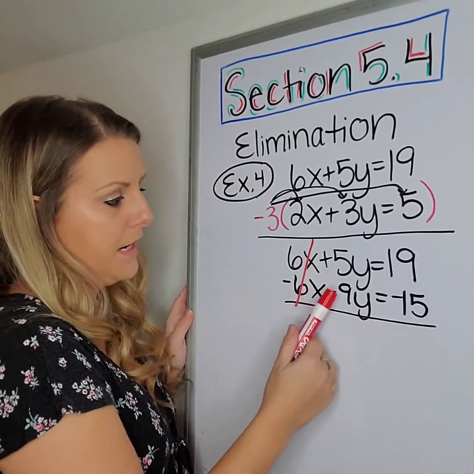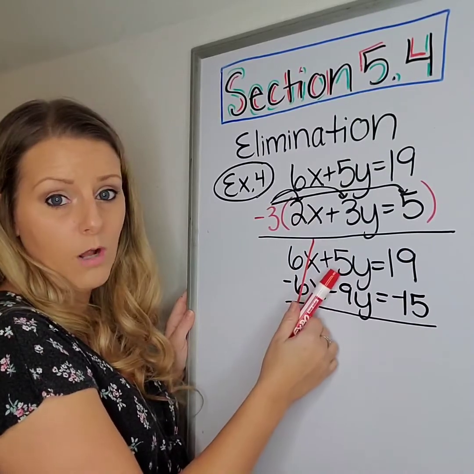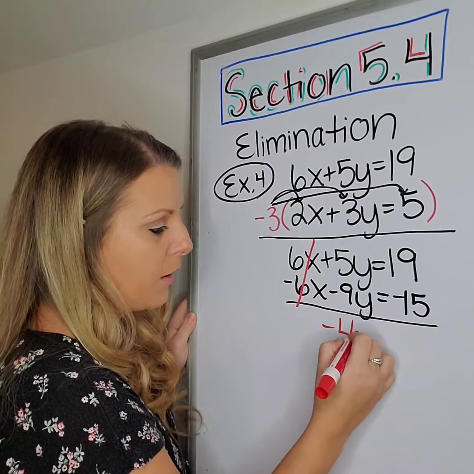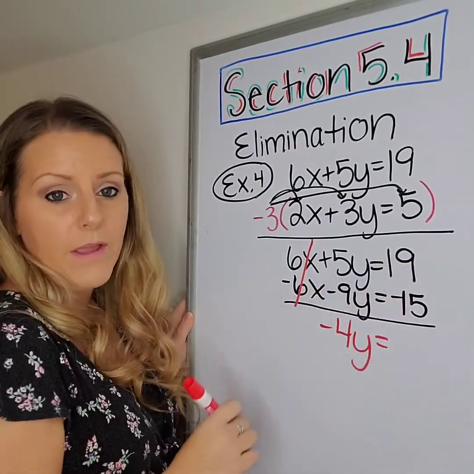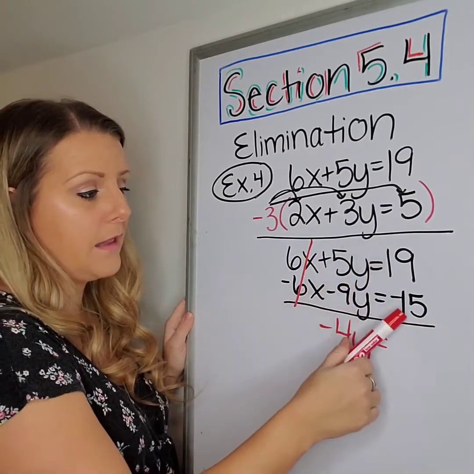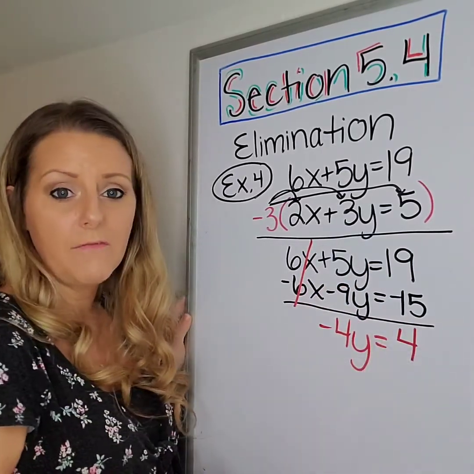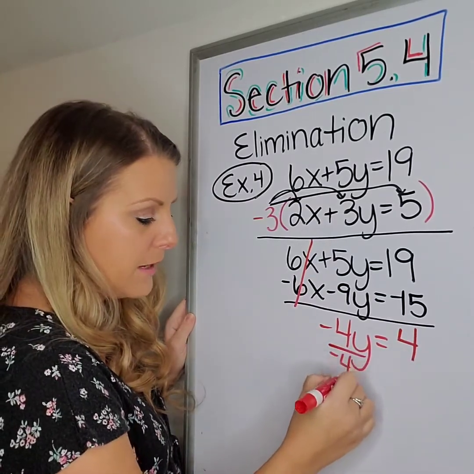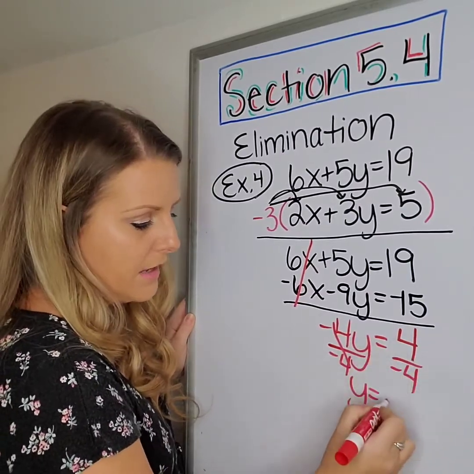So these eliminate. We're going to do 5 take away 9. We have $5 in our wallet, but we're trying to buy something that's $9, which means we're going to have to borrow $4. 19 take away 15. We have $19. We're trying to buy something that's $15. We have enough, but we're only going to be left with $4 in our wallet when we're done. Divide both sides by negative 4. And super easy, you just get negative 1.